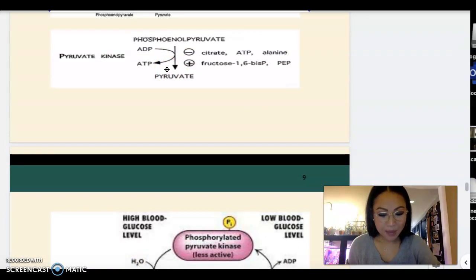Allosteric regulation happens when an enzyme, in this case pyruvate kinase, is bound by an effector molecule, causing a conformational change within the enzyme. Allosteric regulators can be activators or inhibitors, and they are very fast-acting. In the case of pyruvate kinase, its allosteric activator is fructose 1,6-bisphosphate, and its allosteric inhibitors are ATP and alanine.